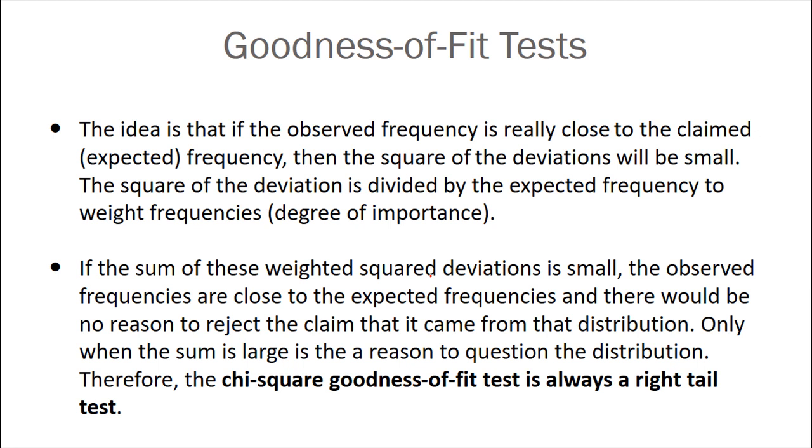Therefore, the chi-square goodness of fit test is always a right tail test. The distribution is skewed to the right, so the chi-square goodness of fit test is always a right tail test.